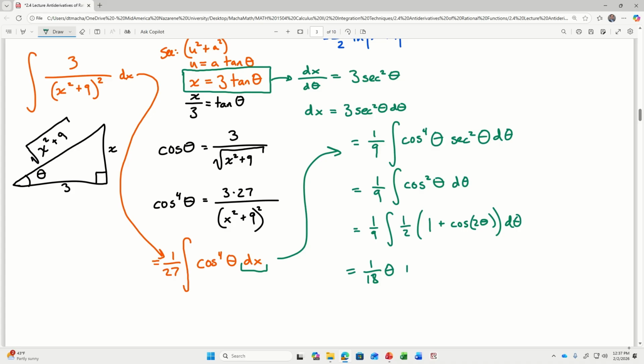So that's going to be 1 over 36 sine of 2 theta plus c. Now we're not done, because this is an answer in terms of thetas, but I actually want an answer in terms of x's. So I've got to go back to my triangle over here and figure out what would sine of 2 theta be.